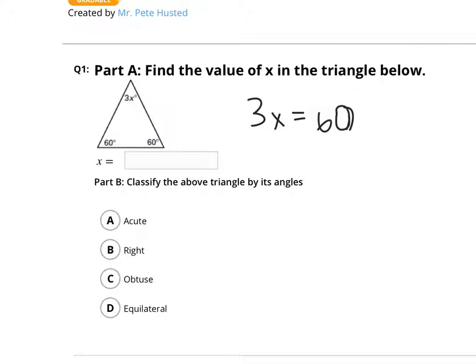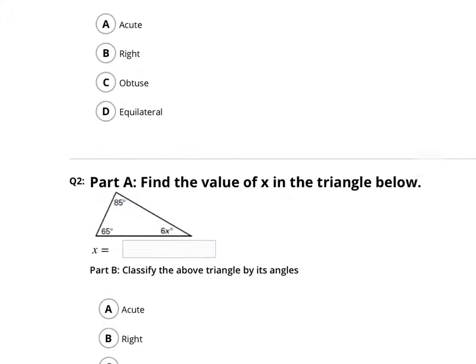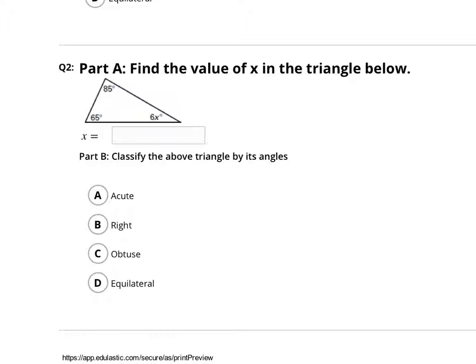Classify it by its angles. So if all the angles are the same, is it acute, right, obtuse, or equilateral? So we're choosing it by its angles. Okay. Number 2. Same thing.